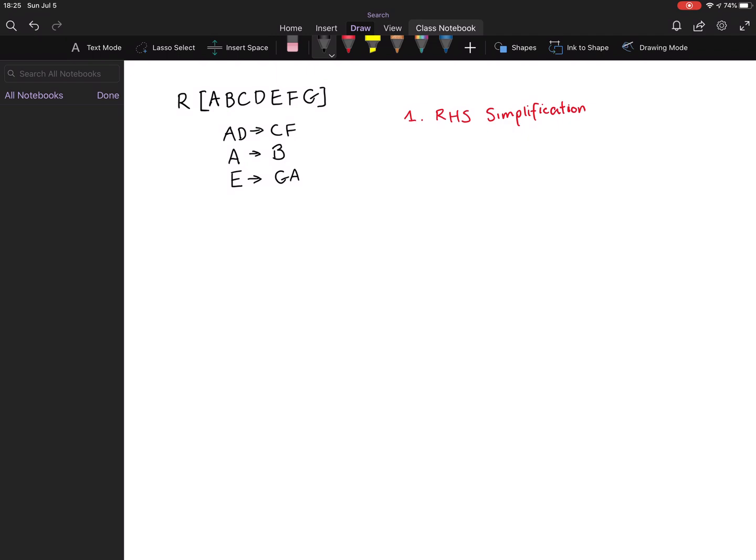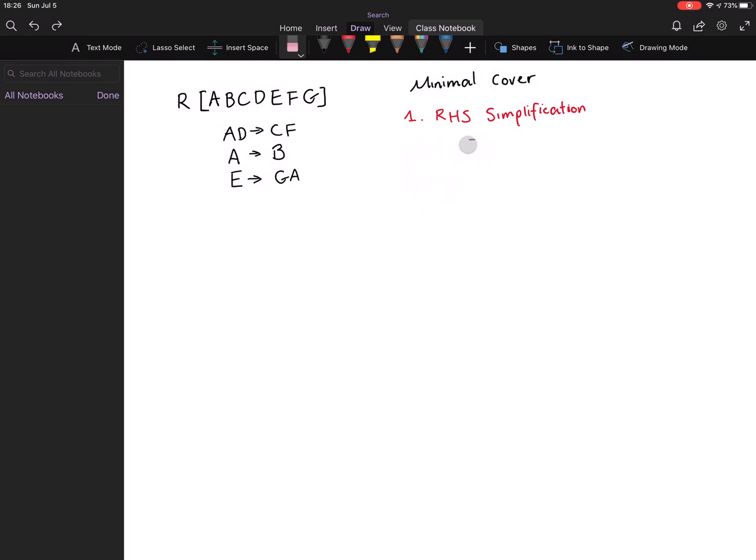It basically means that you're getting your functional dependencies and you are atomizing the right-hand side, meaning that AD implies CF becomes AD implies C and AD implies F. Okay, this is a part of minimal cover, and that is what you have to do in order to get your thing into third normal form. But that's only a part of it.